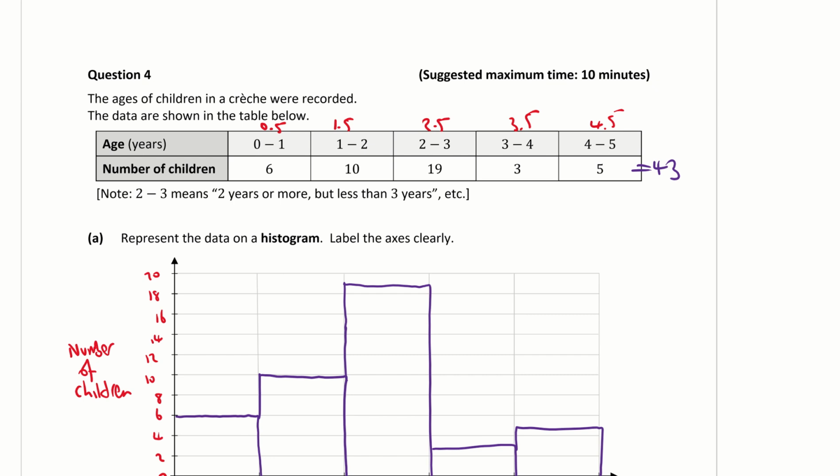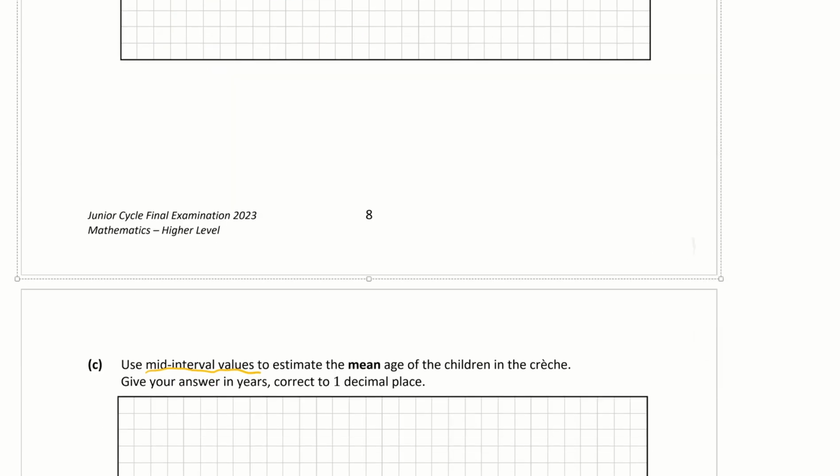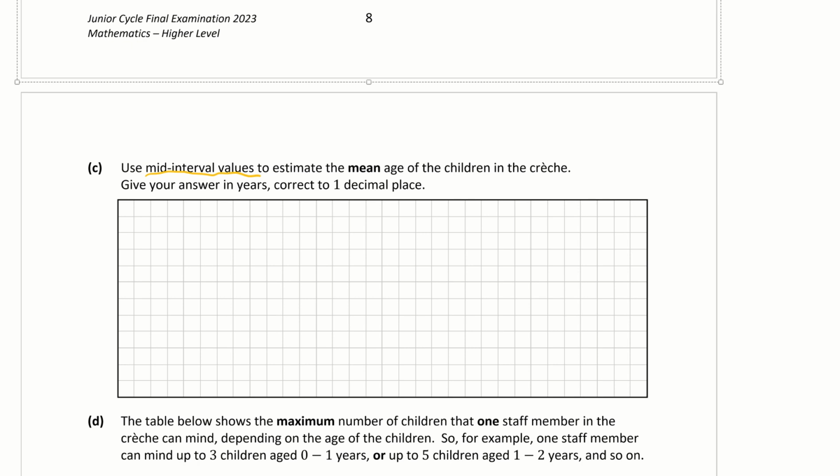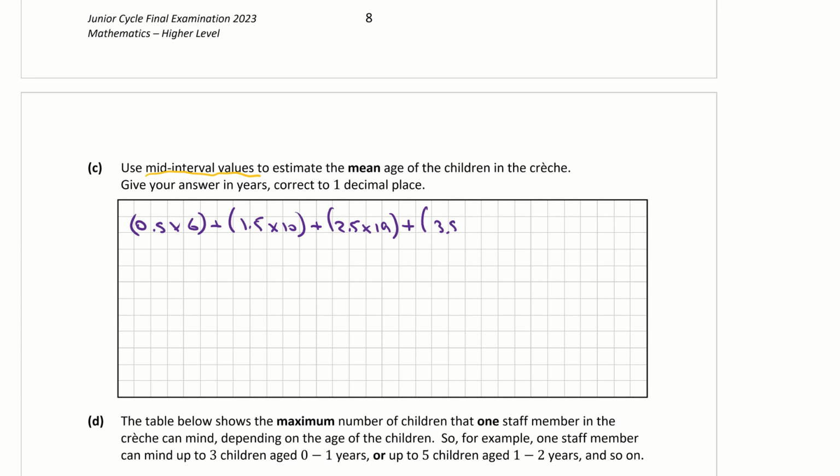Then I need to multiply the mid-interval value by the number of children in that interval. So I'm going to write that out down here now. So I'm going to have my mid-interval value 0.5 multiplied by 6. Then I add on the 1.5 multiplied by 10 children. Add on my 2.5 multiplied by 19. Plus my 3.5 by 3. And finally, I have a 5 by a 4.5. I divide that then by the total number of children, which we got earlier to be 43.